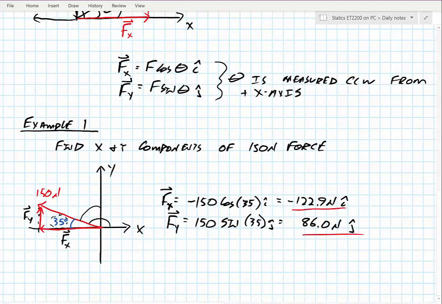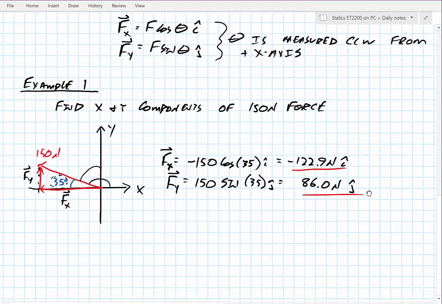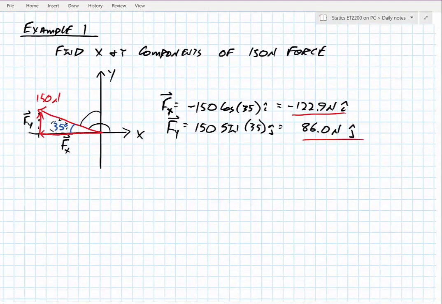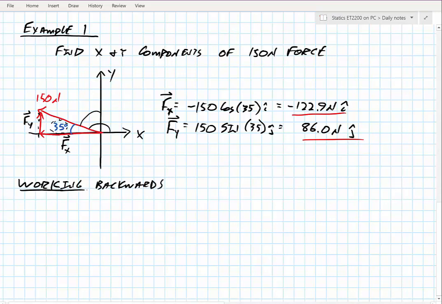So that's about as easy as it gets, just resolving vectors. You should also know how to work backwards. If you're given the components, how do you find the magnitude and direction of your vector given just the components? So I'll call this working backwards. So let's just look at an example to see how we would work backwards. It's pretty easy stuff. A little Pythagorean.